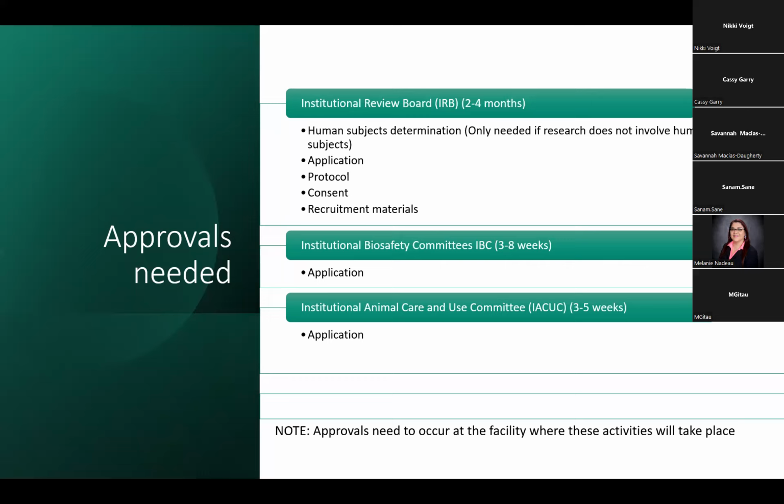Next, you will need your IACUC approval. This is required for anyone that is using animals. So all research, teaching, and training. And if you are working with animal carcass, biospecimen, or invertebrates, then you'll need an exemption. So you'll still have to apply for that exemption.